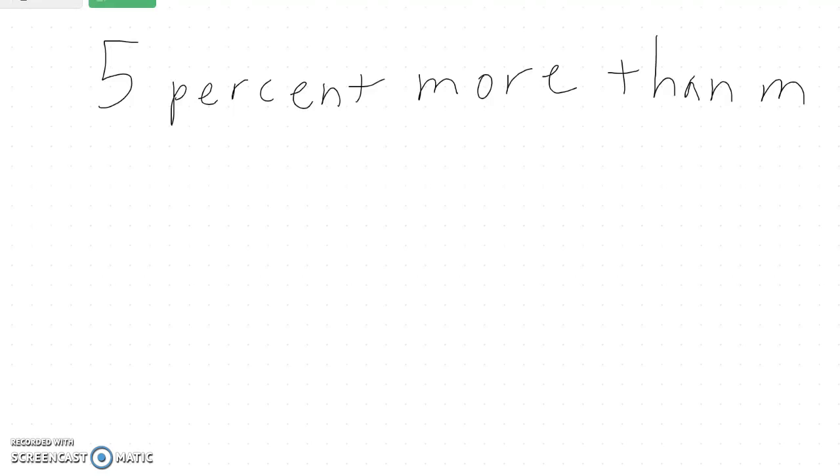In this video, we're going to talk about how to convert from language to math using one of the most important, most common phrases, the phrase percent more than. In this case, the phrase 5% more than. Let's start off with the phrase 5% more than M. That is 1.05 times M.